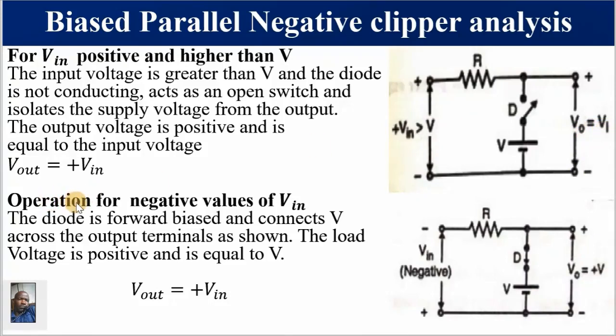But for negative values of V in, your diode will be forward biased, and if your diode is forward biased, it means that your output voltage will be equal to V, because this will be behaving as a closed switch, which is a wire. Hence, if you put the probes of your multimeter between this point and this point, you are going to get a value of V, which is positive.